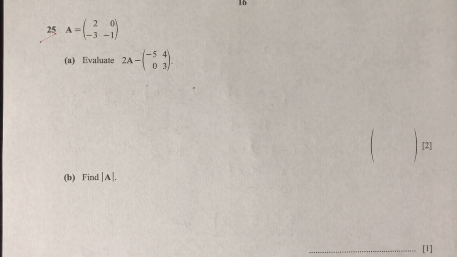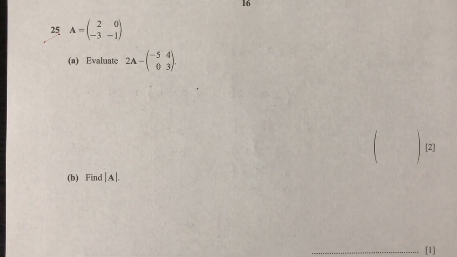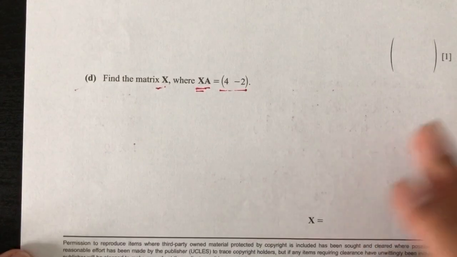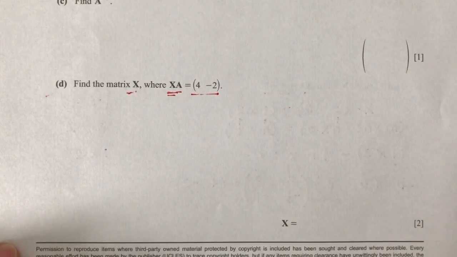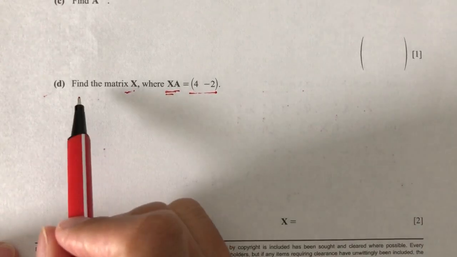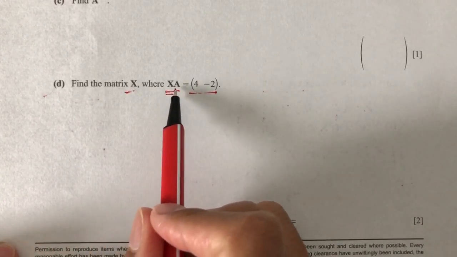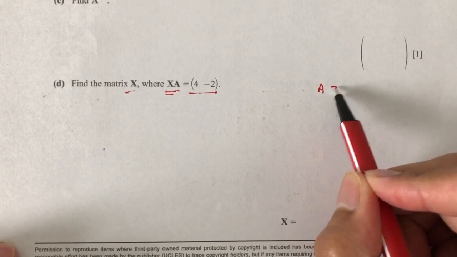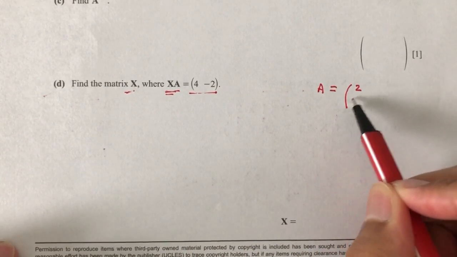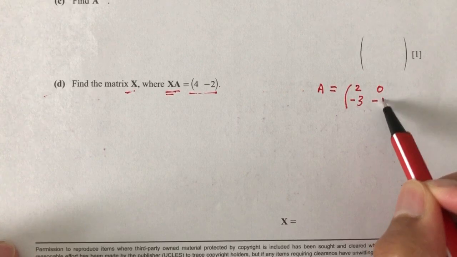So in this video, I just want to explain how I did question 25 part D. This one is a requested question for this paper of 2020 May-June. Find the matrix X where X times A equals [4, -2]. It is given to us that A is equal to [[2, -3], [0, -1]].